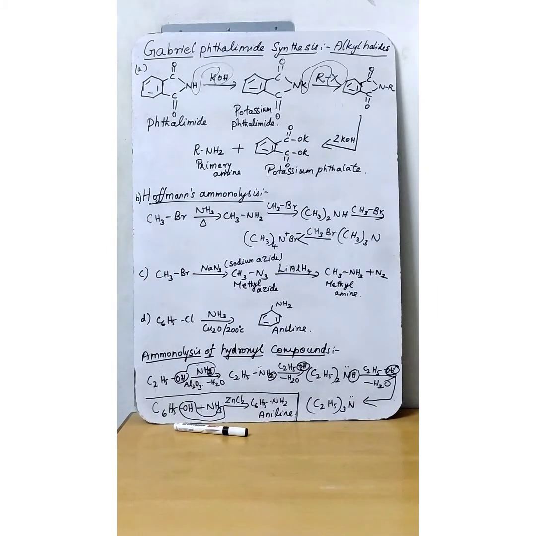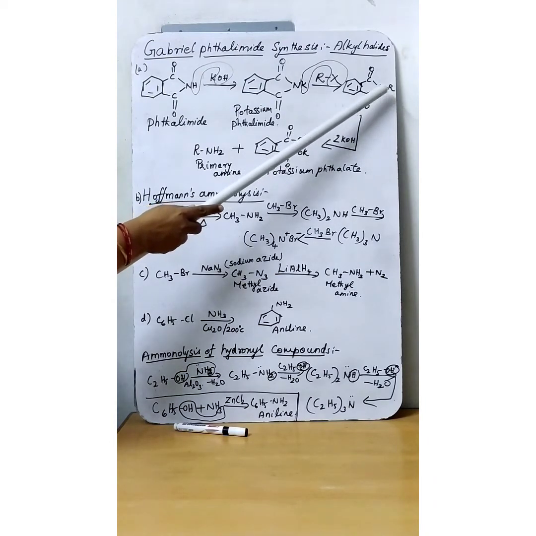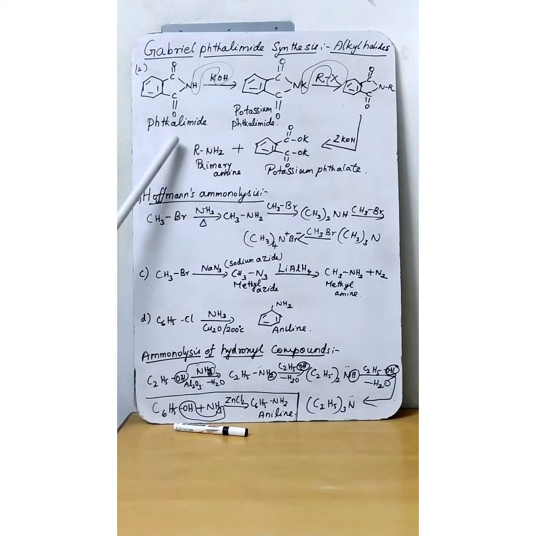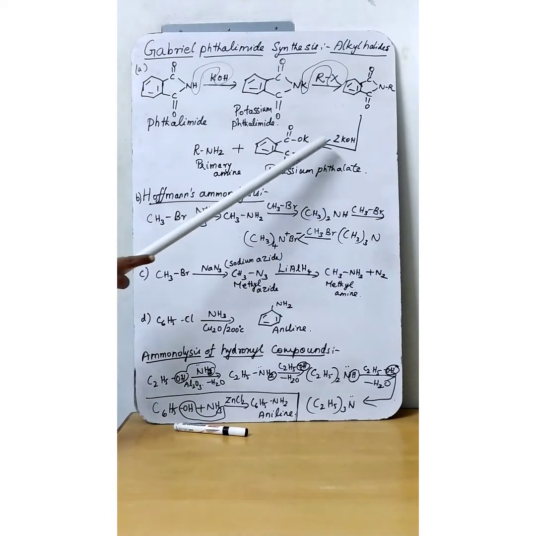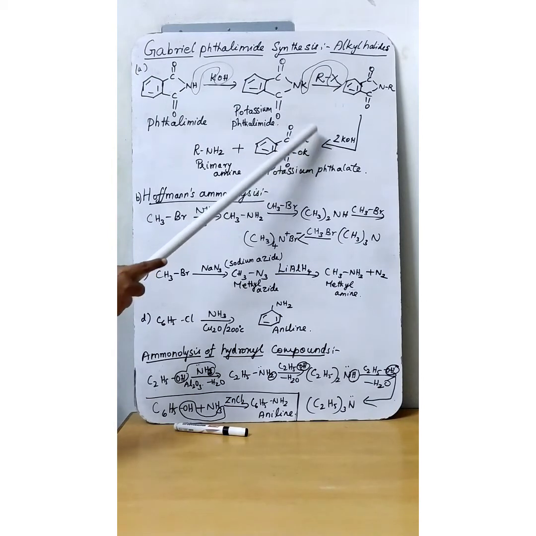What is that? Alkyl phthalimide. Now again this alkyl phthalimide combines with 2 molecules of potassium hydroxide. Totally here 2 OK is there and 2 hydrogen is there. So these 2 hydrogen will go and attach to this R-N and it will be removed as R-NH2, primary amine. The balance 2 OK will go and attach to this C=O and C=O, and it will give what?